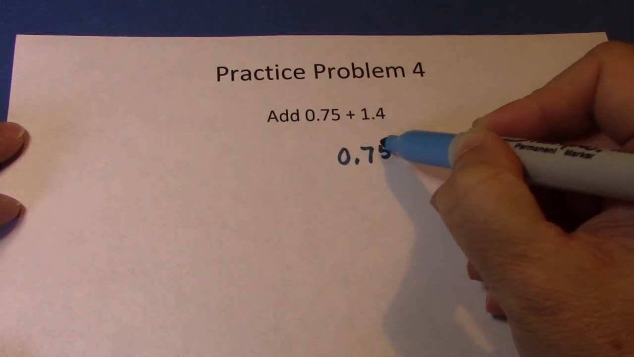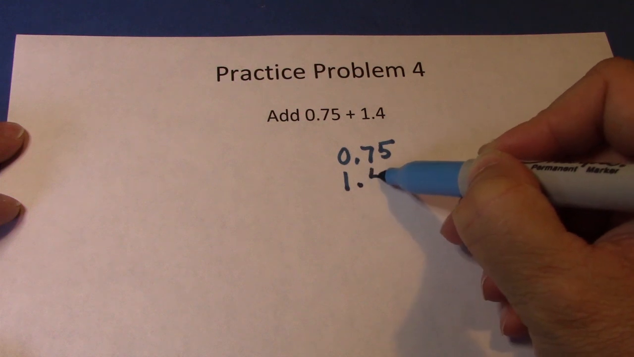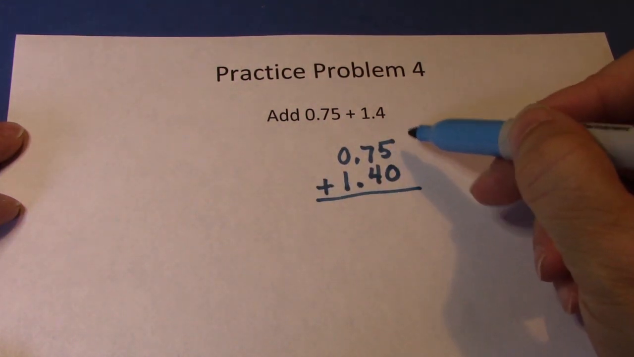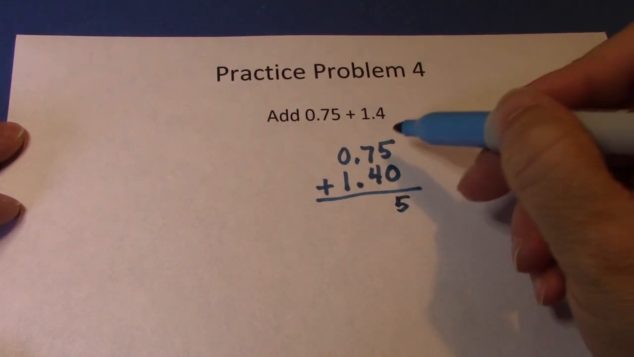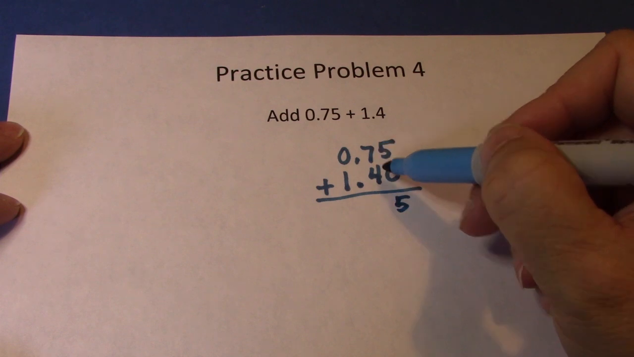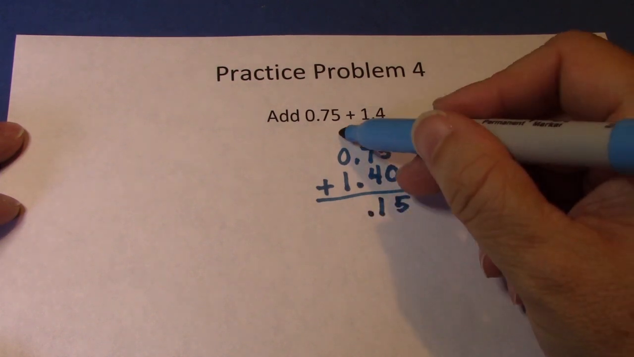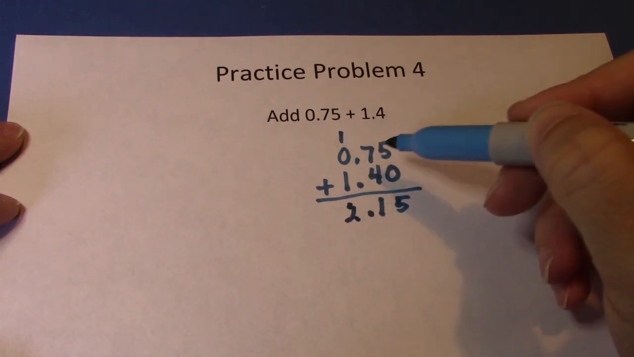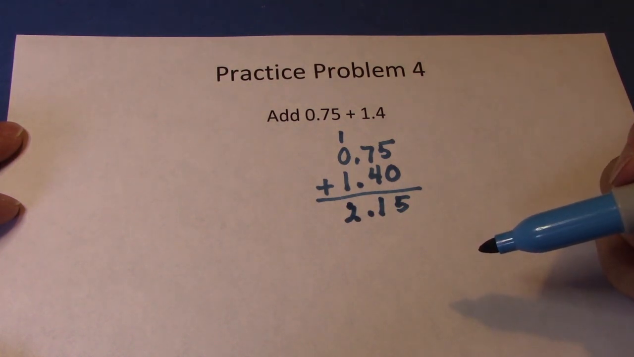We'll start by writing our 75 hundredths. Then we get the 1 lined up there, point, and we'll just add a 0 there to keep us all clear and good to go. 5 plus 0 is 5. 7 plus 4 is 11. There's the 1's part of the 11, and the 10's part of the 11 carries over to there. 1 and 1 is 2. I've got my decimal in the right place. The answer is 2 and 15 hundredths.